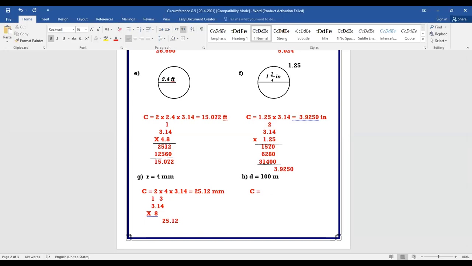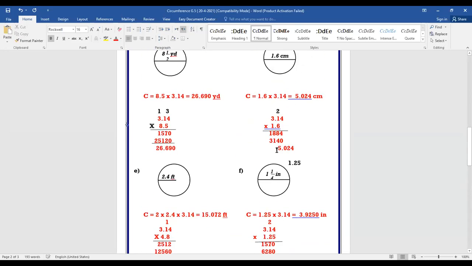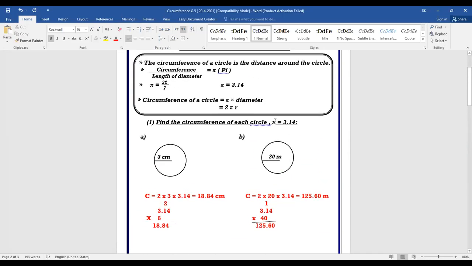If we have the diameter, multiply the length of the diameter by 3.14. Mister, 3.14 is a constant. This is the value of pi. This is the value of this symbol. In any exercise, we use 3.14. Don't understand?